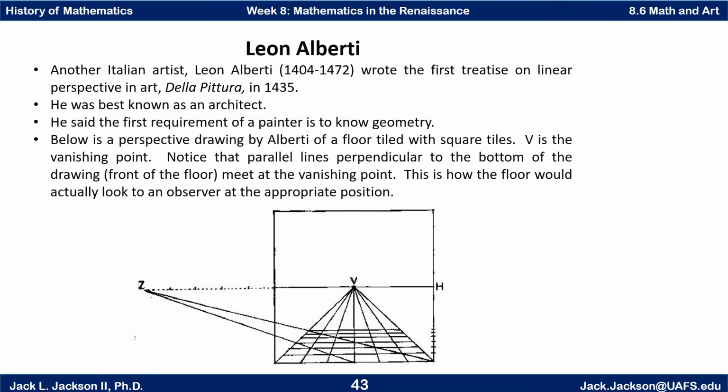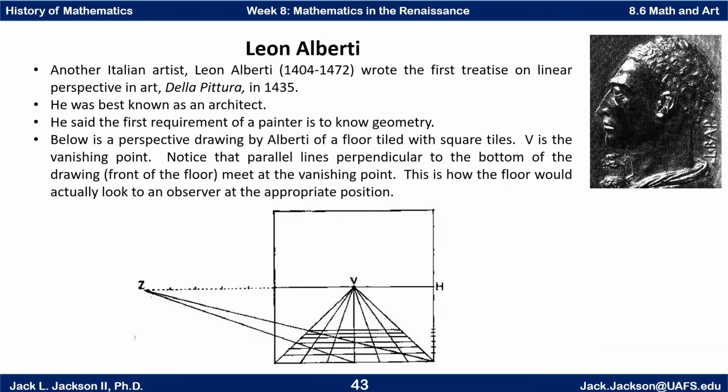Another artist, Leon Alberti, lived from 1404 to 1472. He wrote the actual first treatise on linear perspective in art, Della Pittura, in 1435. So by 1435, there was an actual mathematically precise textbook on how to do perspective correctly in art. Alberti was actually best known as an architect, but he said that the first requirement of a painter is to know geometry, and in his books, he would actually set out some geometry as well, certainly enough to be able to do the paintings.